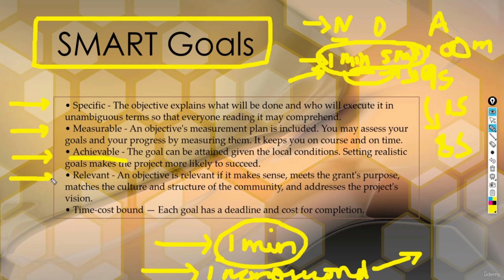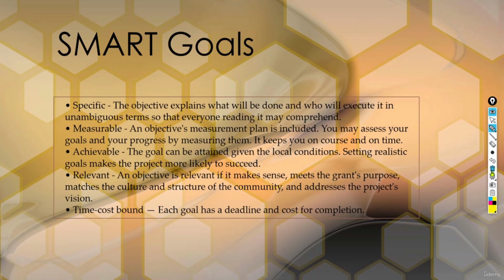Okay. The fourth one is relevant. An objective is relevant if it makes sense, meets the grant's purpose, matches the culture and structure of the community, and addresses the project's vision. So if a particular SQL is running slow, and if that SQL is not critical to the project, right? That report is simply running without any purpose in the project, and no one knows why that SQL is executing in the database itself.